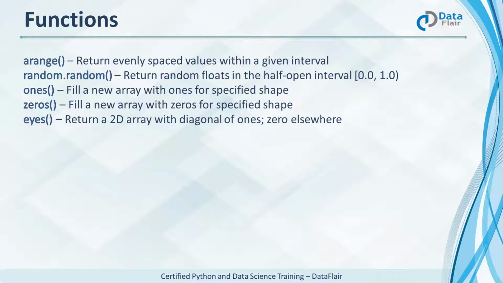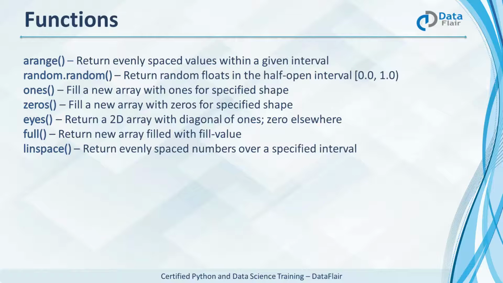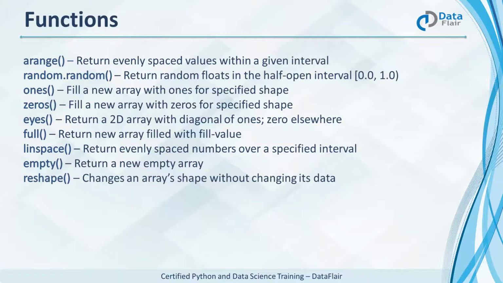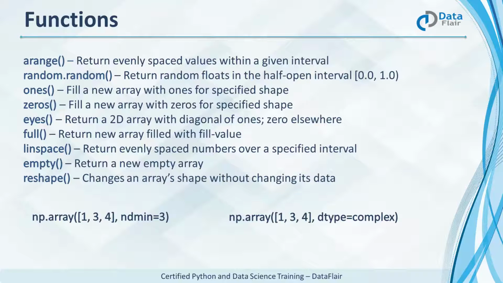Eye returns a 2D array with a left diagonal of ones and zeros everywhere else. Full gives us a new array filled with a fill value. This is something we decide. Linspace gives us evenly spaced numbers spanning a specified interval. Empty returns a new empty array, and reshape changes the shape of an array without changing its data. Through parameters, we can also specify the minimum number of dimensions to use when creating the array, or the data type to use. A NumPy array holds elements of the same kind.